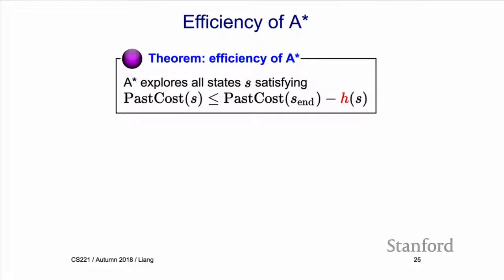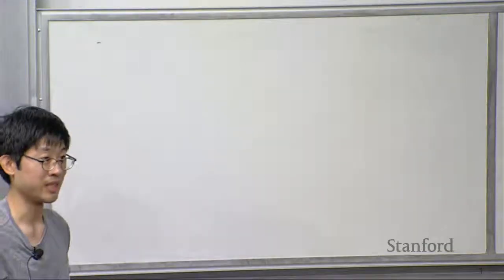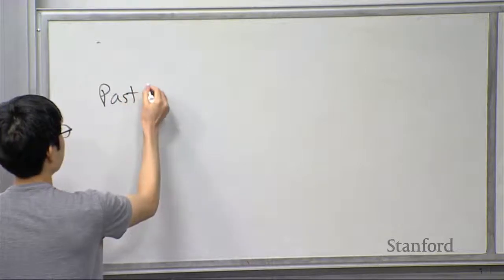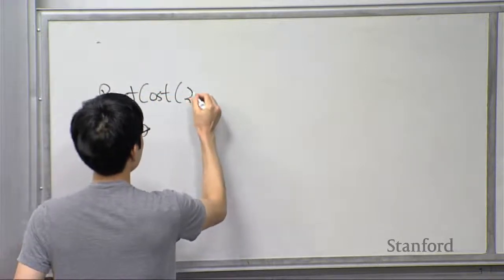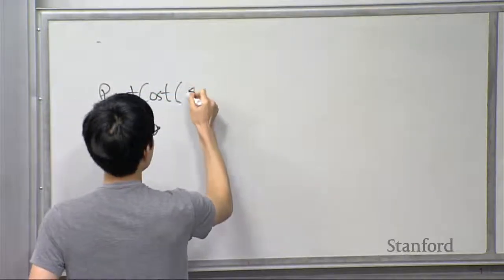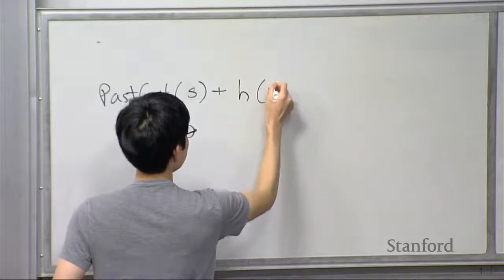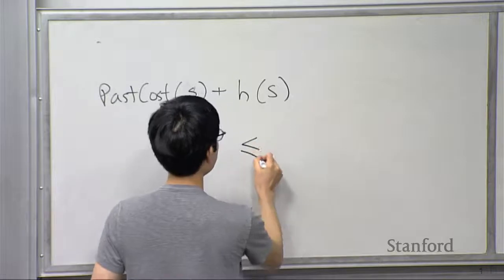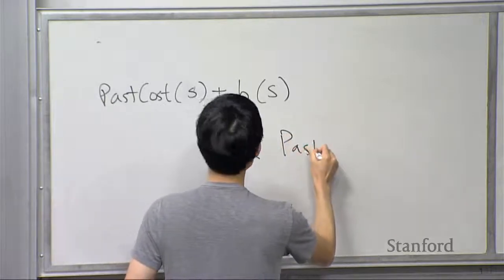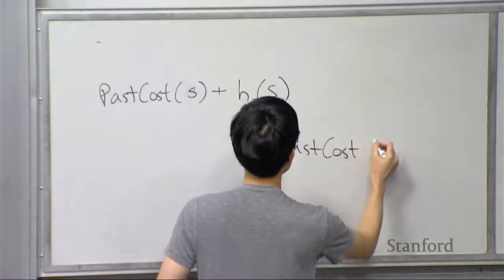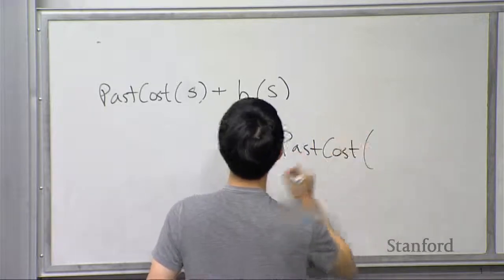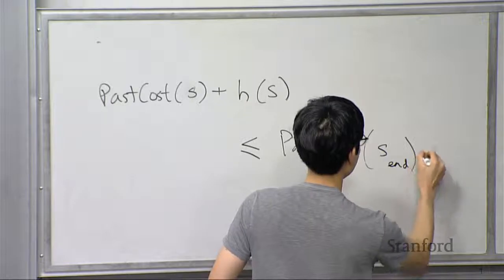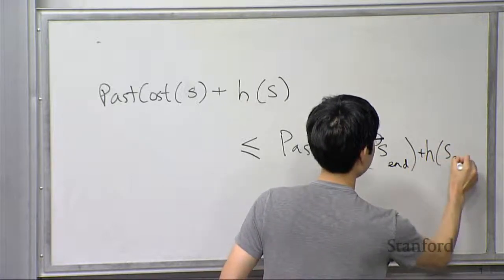All right, because we know that A star search is exploring in order of past cost of s plus h of s, right? Then we know that it will explore everything less than the past cost of s sub end plus h of s sub end.